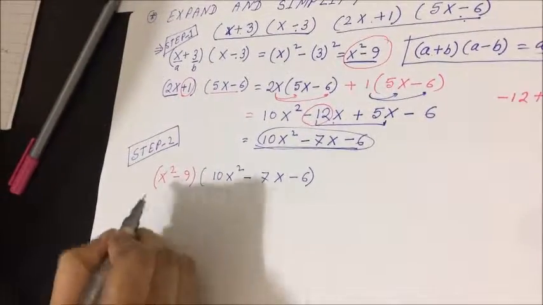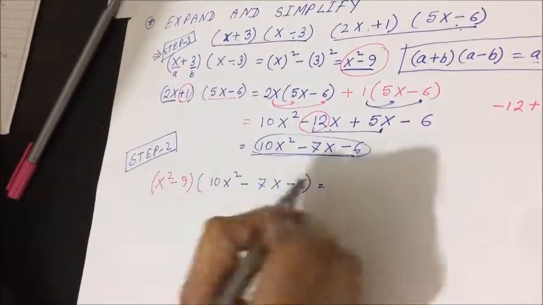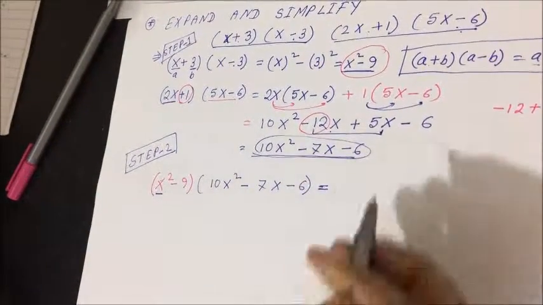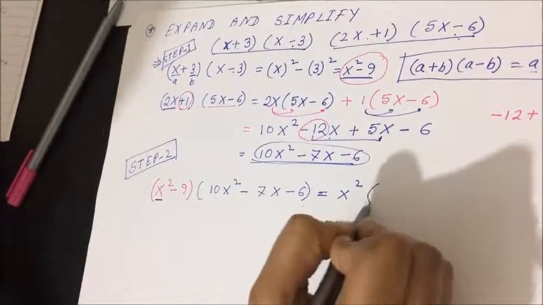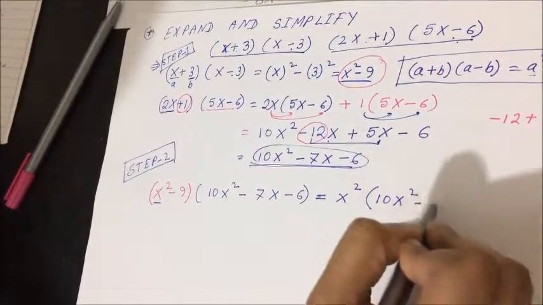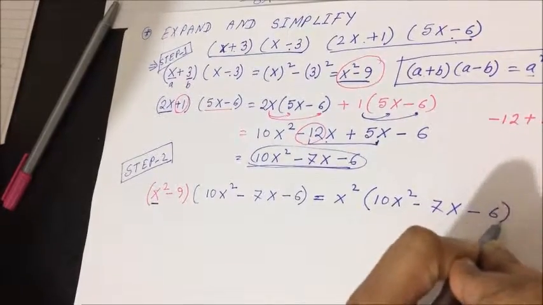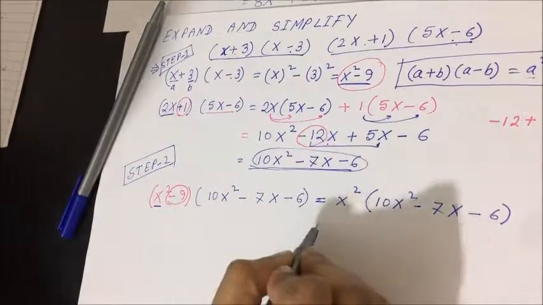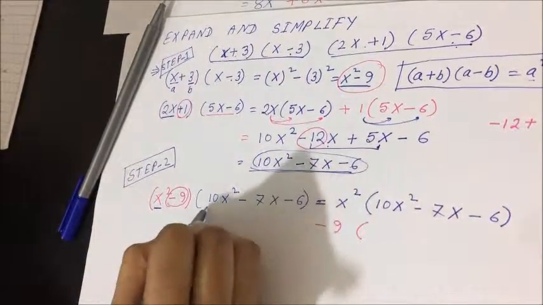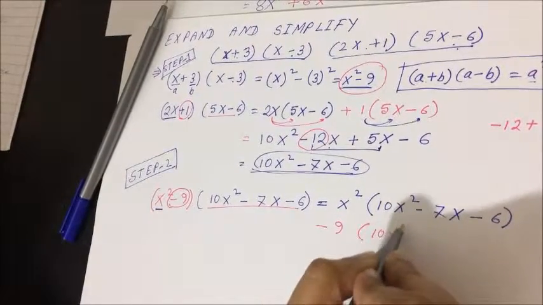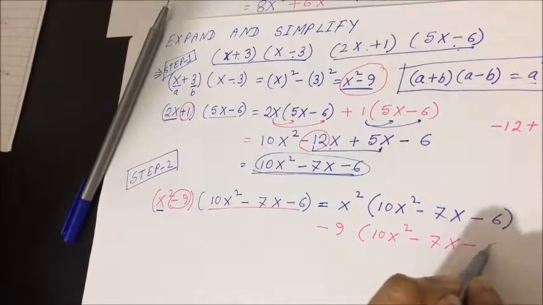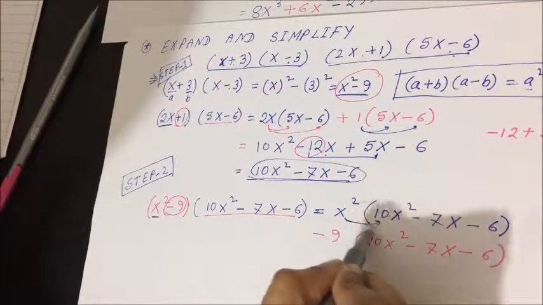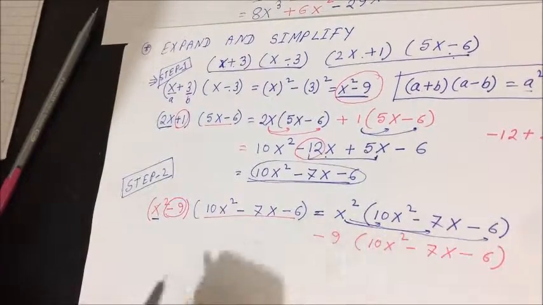If I multiply them, I can split it into two parts. The first part is the x square, which will be multiplied with the whole of the second one. So I can write down x square multiplied with 10x square minus 7x minus 6. And the second part is minus 9, which will be multiplied with the whole of the second bracket, that means 10x square minus 7x minus 6. Now I am going to get 3 terms of the first part and 3 terms of the second part.